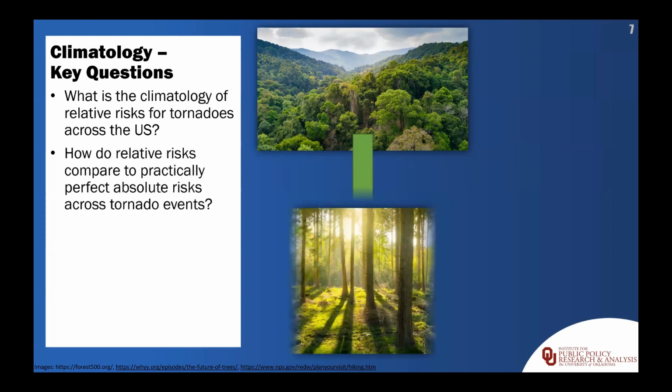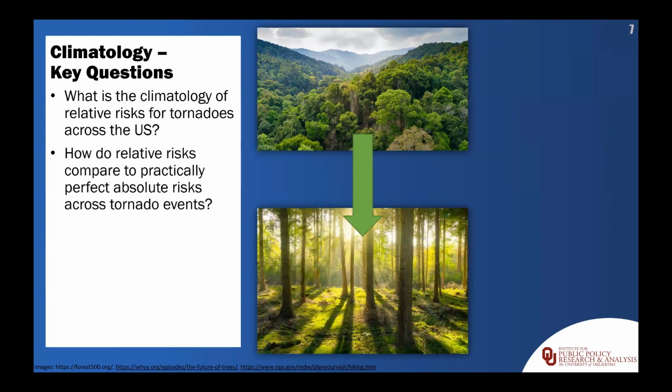This is good. Next, how do relative risks compare to practically perfect absolute risks across tornado events? Now, I say practically perfect because SPC has only been forecasting the probabilistic likelihood of tornadoes since 2001. So if you want to look at lots of really fun past events like April 3rd, 1974, you can't use the forecast. You have to look at what a perfect forecast would be if we looked at the tornado reports and then applied a smoother on those. So we'll be using those for this chunk of the presentation.